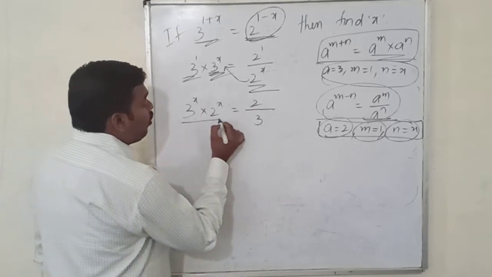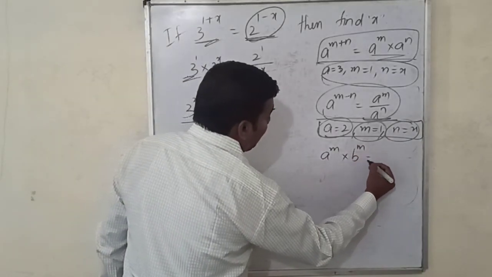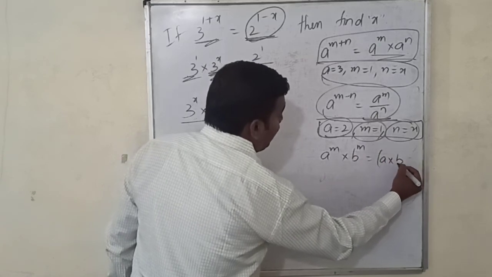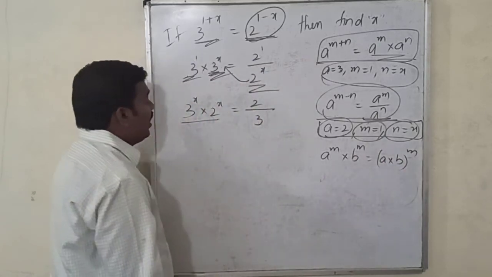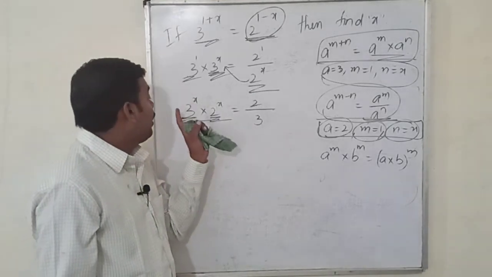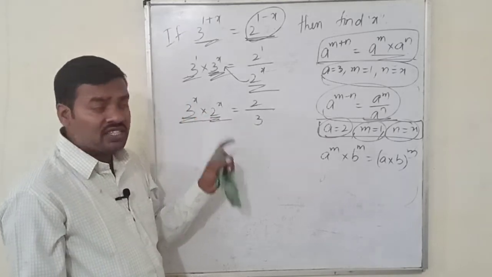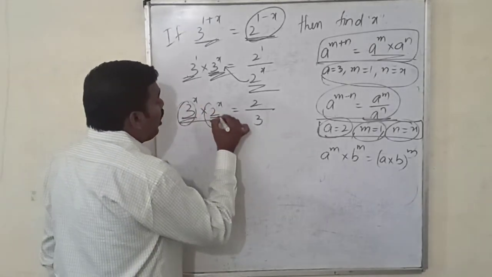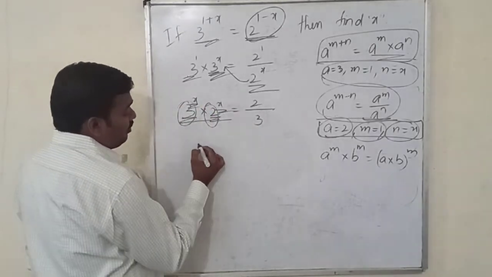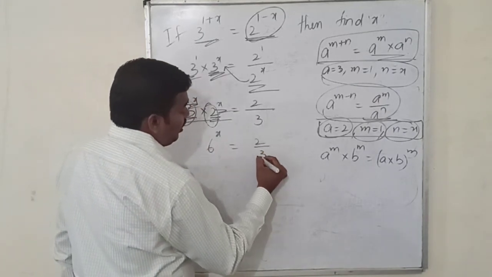Again this is in the form of a power m into b power m, that will be a into b whole power m. If you are multiplying numbers with the same power, 3 and 2 with the same power x, you have to multiply them and put the power as x. That will be 3 into 2 is 6, 6 power x is equals to 2 by 3.